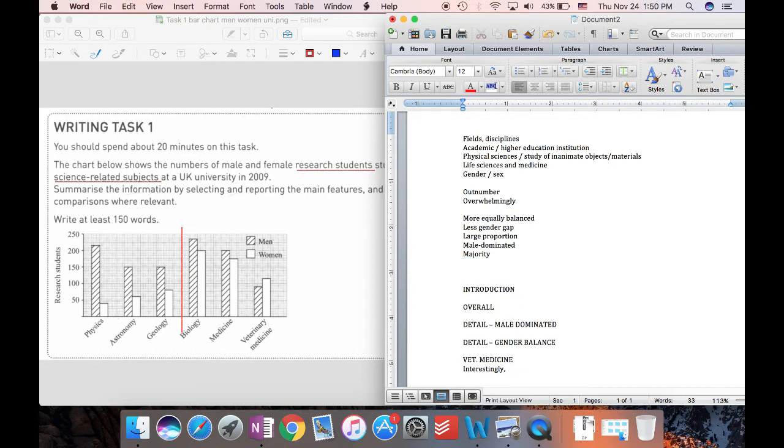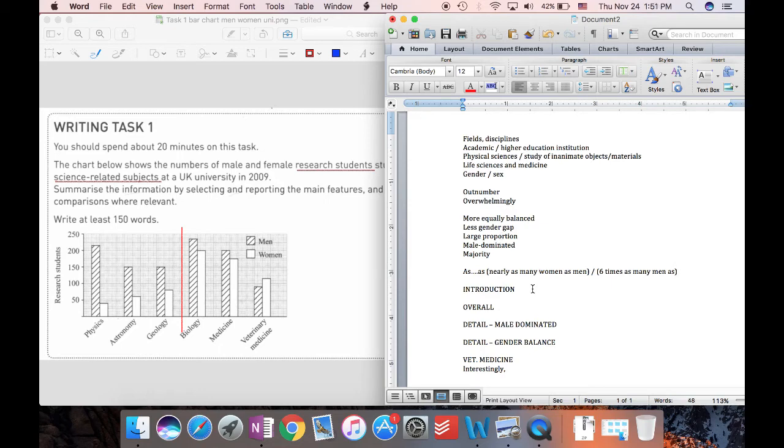We could also, one useful phrase in comparison is the as phrase. You could say there were nearly as many women as men studying biology. Or you could say something like in physics 6 times as many men as women. We've used the word proportion as well, a large proportion of men. Okay, so here's some vocabulary we can try to put in when we actually do the writing.